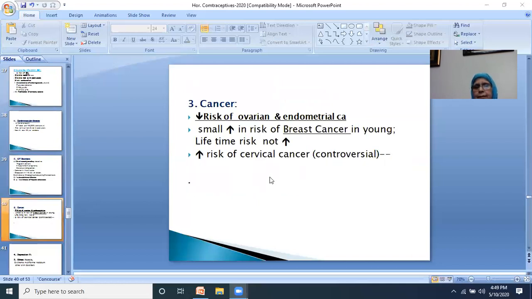And regarding cancer, there is decreased risk of ovarian and endometrial cancer. There is a small increase in risk of breast cancer in young females, but lifetime risk is not increased. Then there is increased risk of cervical cancer, but it is controversial because these females have papilloma viral infection, which is already a predisposing factor for cervical cancer. So it may not be due to these combination pills, rather due to that papilloma infection.